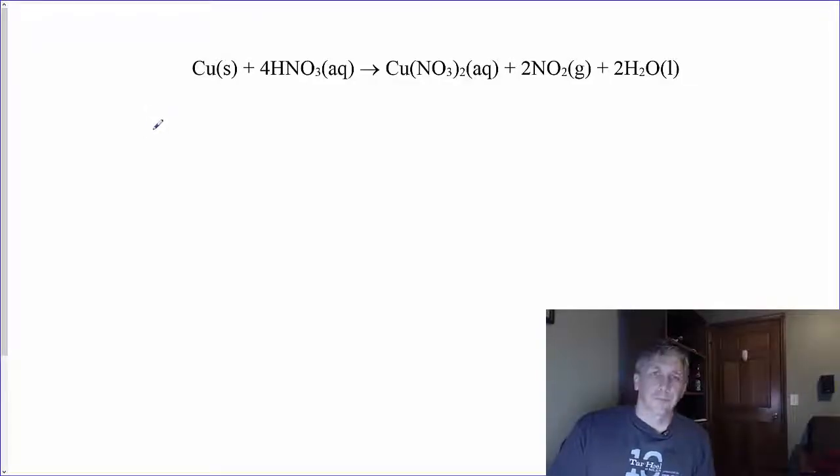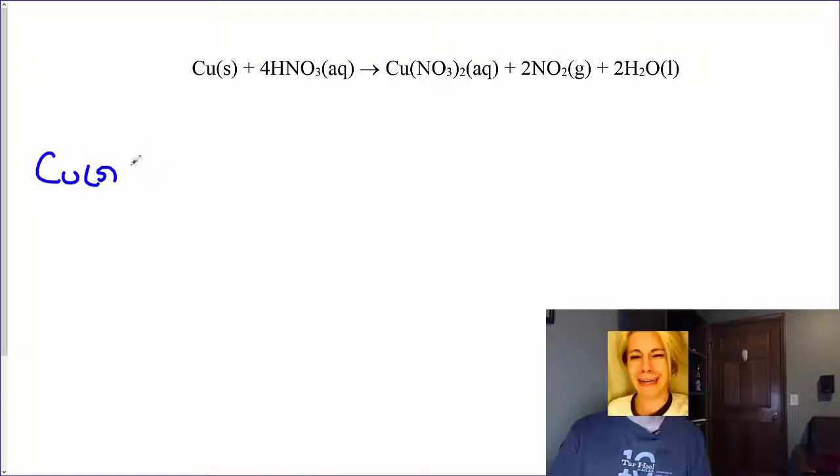Sorry. But if you want to figure out the net ionic, back to the point. Again, just starting with copper, it's in the solid phase. Leave it alone. Leave copper alone.